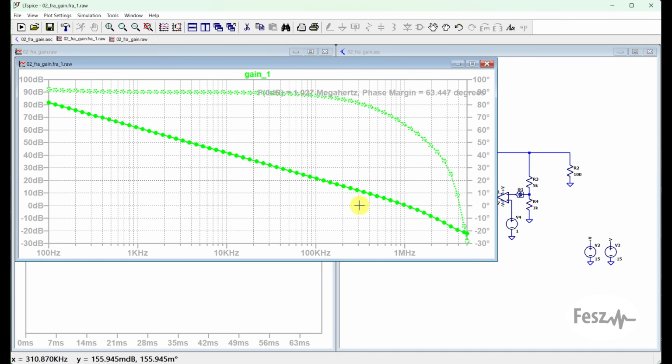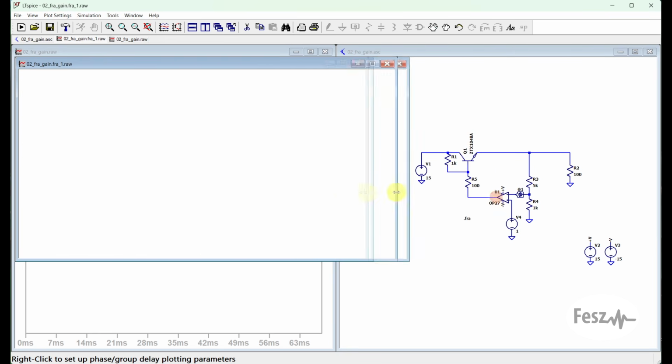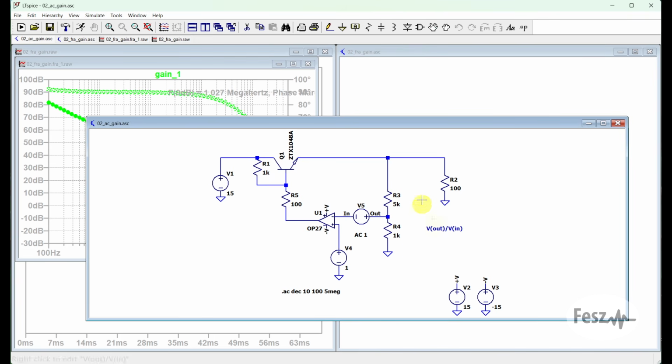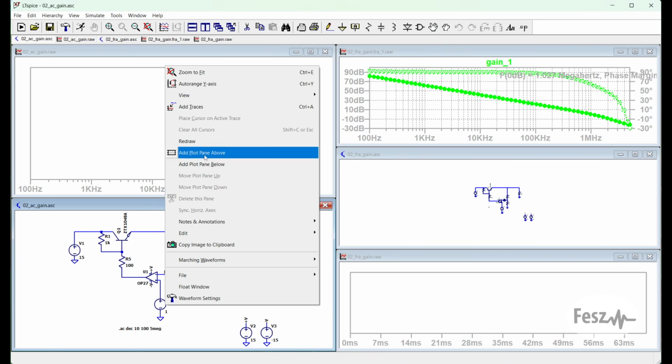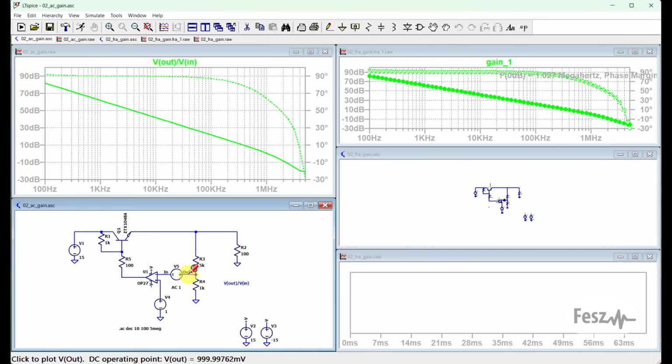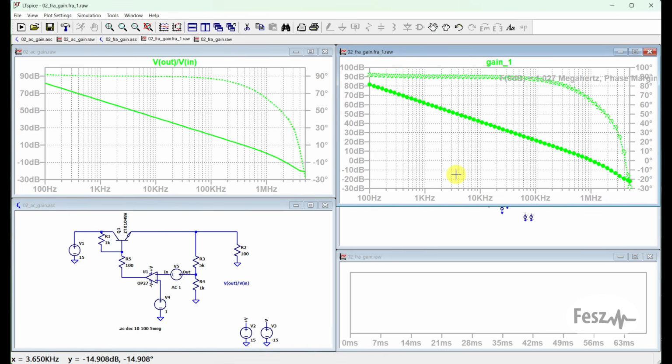And the graph also points out some important parameters, like the frequency where the gain becomes unity, which is this F0 frequency at 1.027 MHz, as well as the phase at this point, so our phase margin, about 63 degrees. Now, just to check the result, we can also compare this to the same simulation but done as an AC simulation. And if we add the ratio of the two signals present in the feedback loop, we get more or less the same result again.